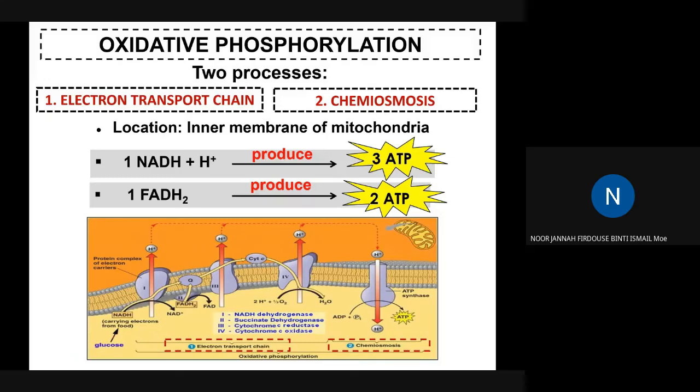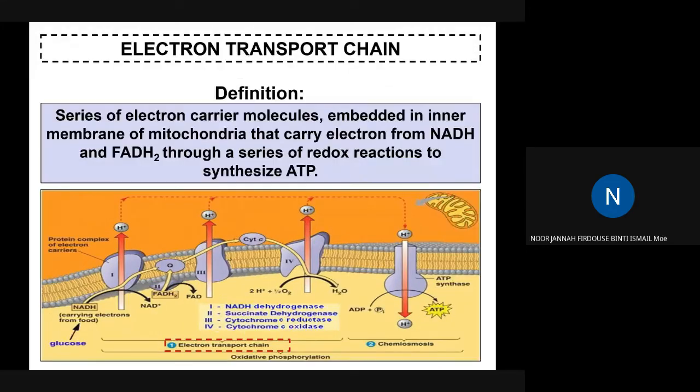Oxidative phosphorylation has two processes: the electron transport chain and chemiosmosis. One NADH produces 3 ATP, one FADH2 produces 2 ATP. I have explained the reason, the logical explanation. The electron transport chain is a series of electron carrier molecules embedded in the inner membrane of mitochondria. They carry electrons from NADH and FADH2 through a series of redox reactions. The purpose is to synthesize ATP.